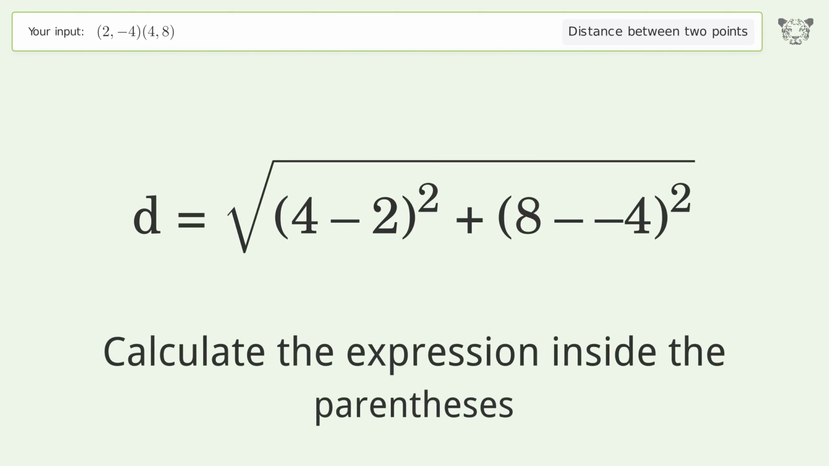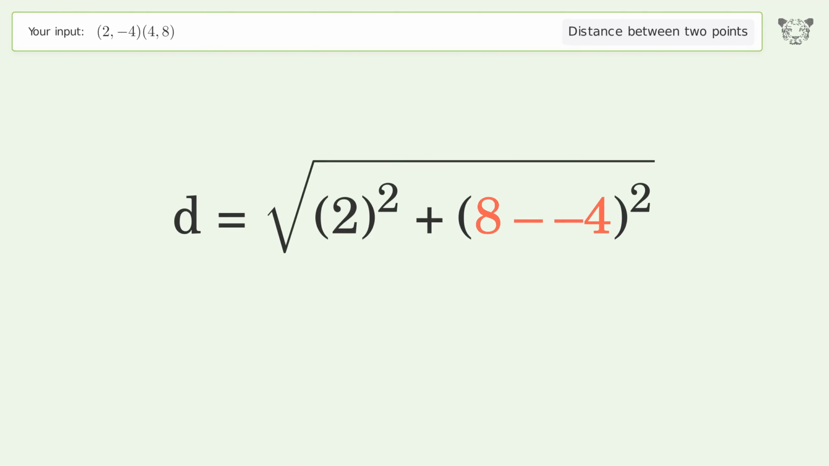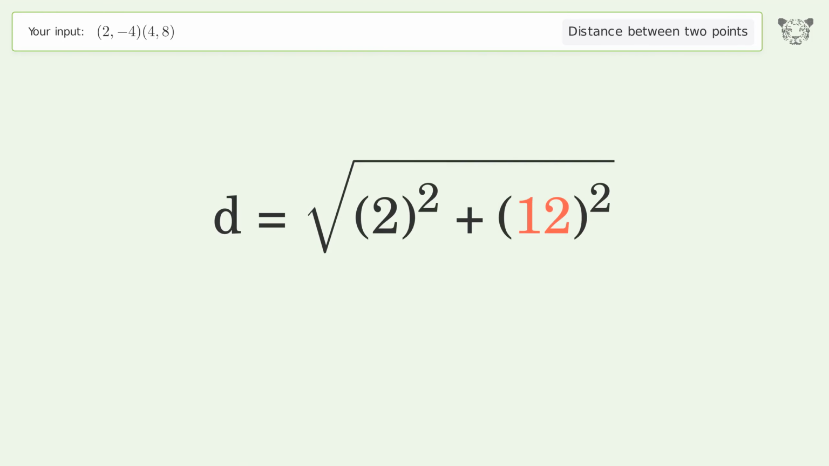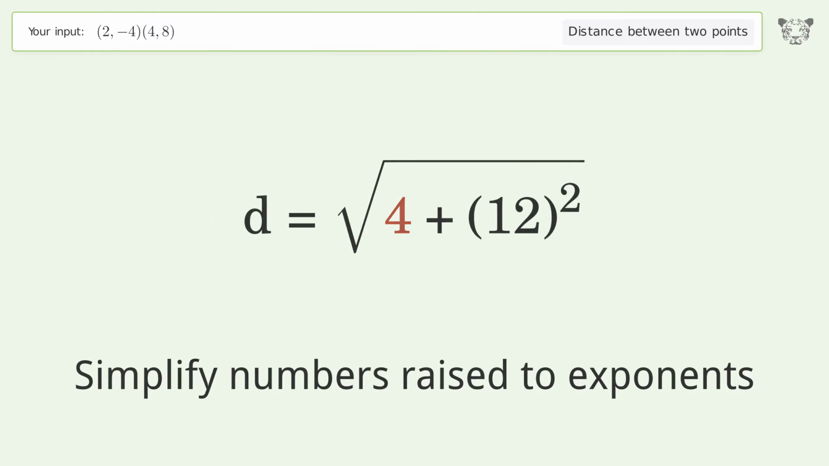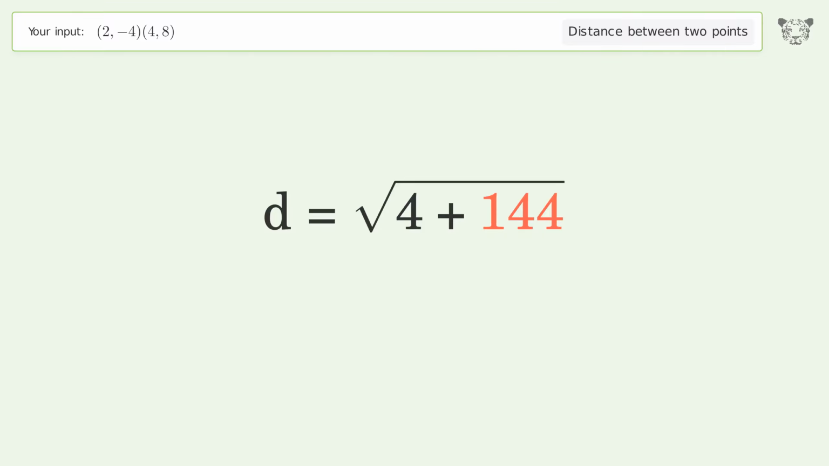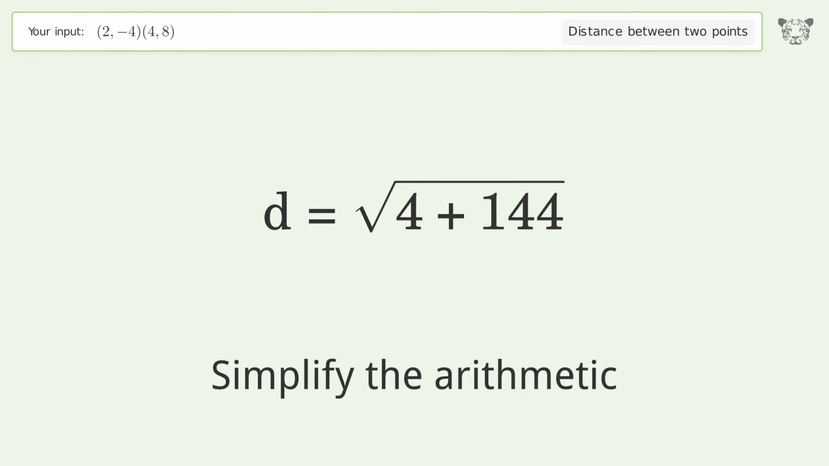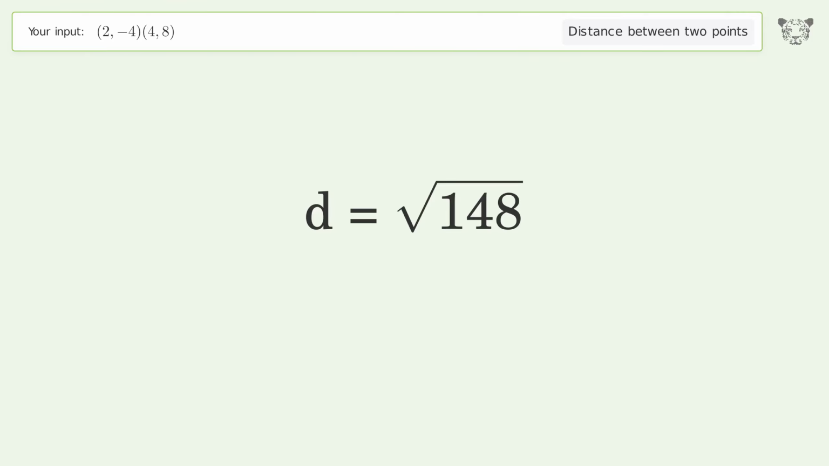Calculate the expression inside the parentheses. Simplify numbers raised to exponents. Simplify the arithmetic. And so the distance between the 2 points is the square root of 148, or 12.166.